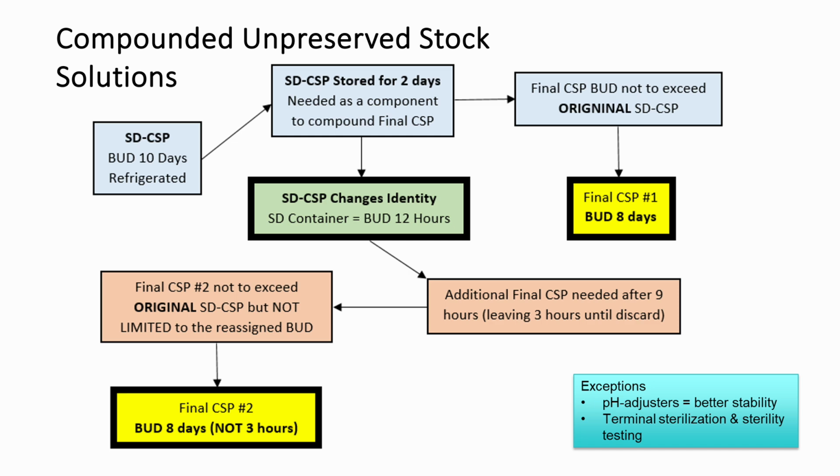So in this example, let's say we put it back in the refrigerator and 9 hours pass, leaving 3 hours until we have to discard it, and we need it for something else. Again, to either use as a component in another CSP or to draw out individual doses. We're able to do that, and the new final CSP beyond use date, again, cannot exceed the original beyond use date of the original stock solution, again, which would be 8 days. There are a couple exceptions to this that we really don't see in hospital pharmacy, and that is if we compound something like a pH adjuster that will better stability, or even if we do any terminal sterilization or sterility testing.